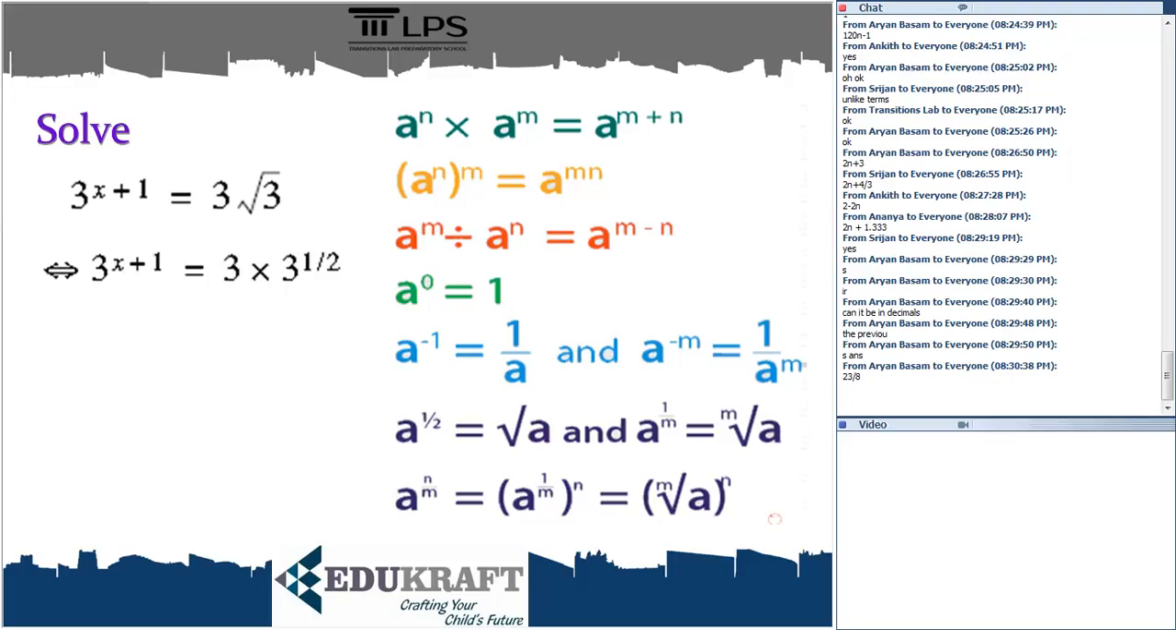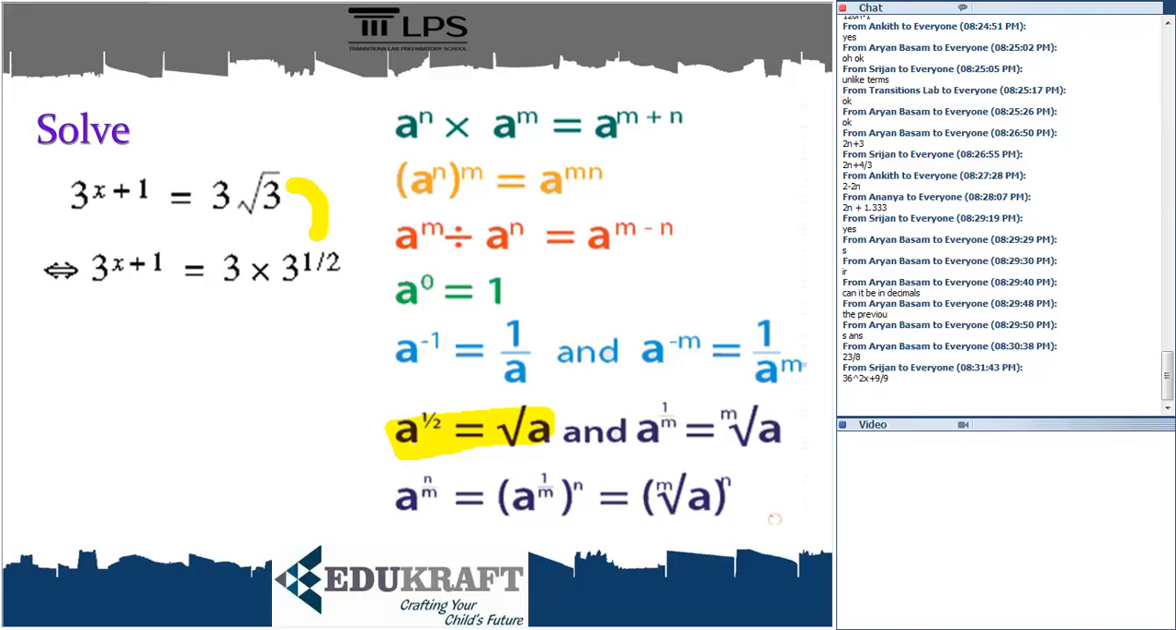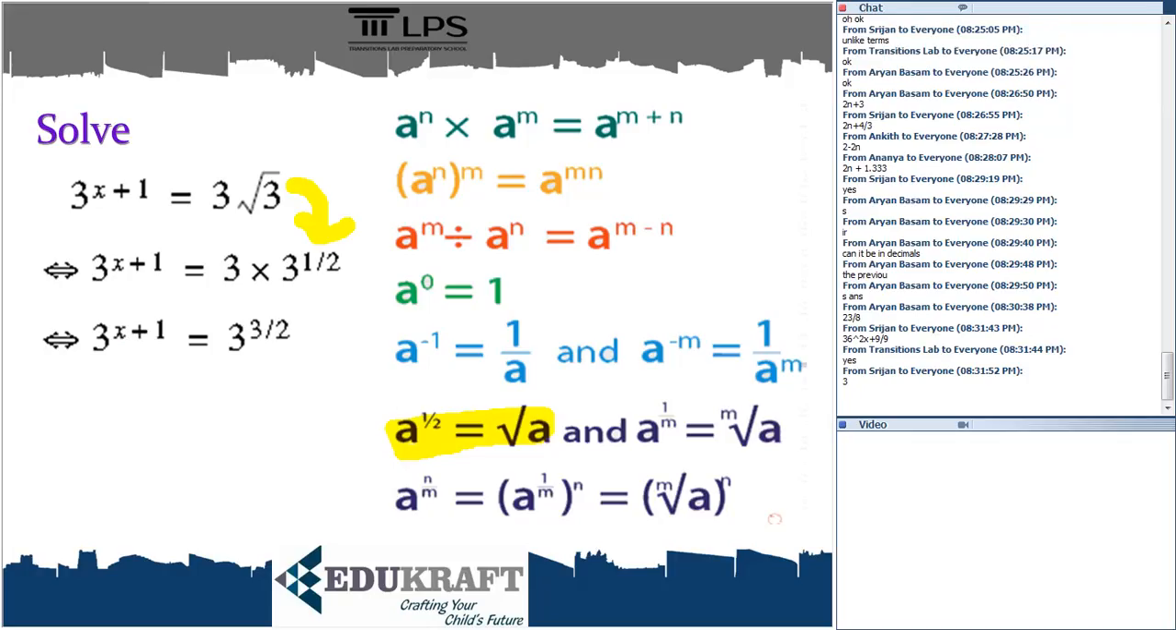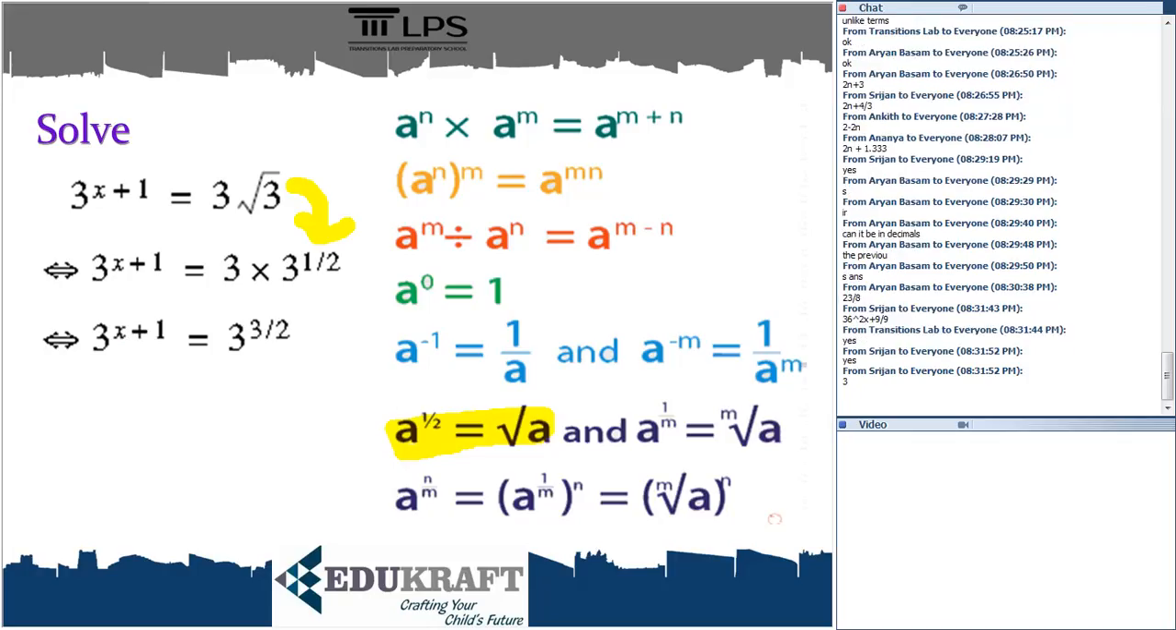So this is what is going to happen. On the right hand side, root of 3 can be written as 3 raised to half. I have used this rule. Then you will end up with 3 raised to x plus 1 is equal to 3 raised to 3 by 2, because you have to add the powers. So 1 plus half is 3 upon 2.